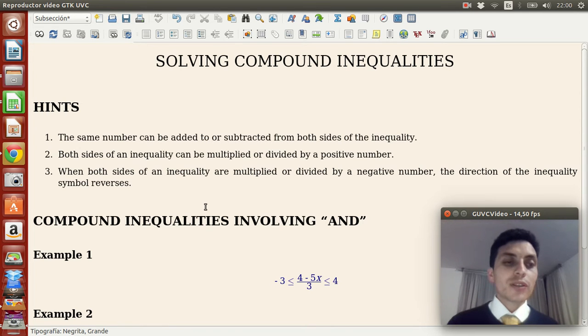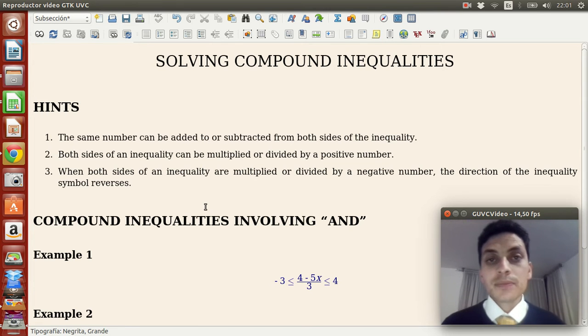First, we're going to look at the hints. The hints are how you can solve the compound inequalities. And then we're going to see some examples. So let's see the hints.